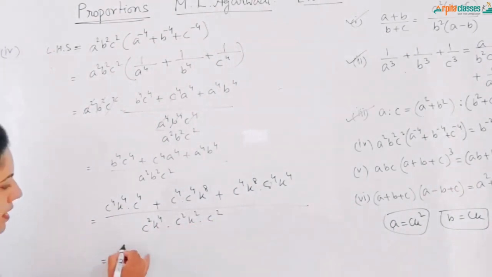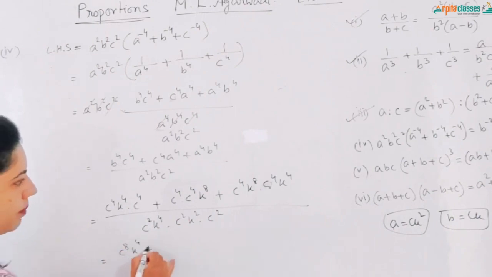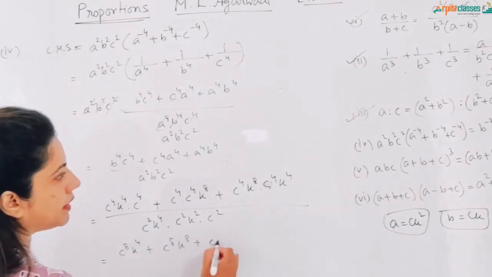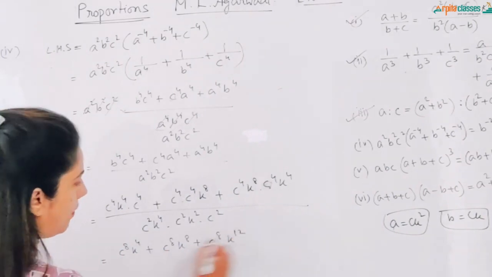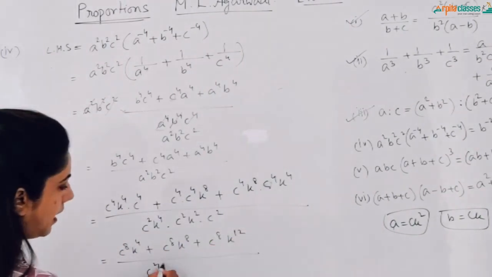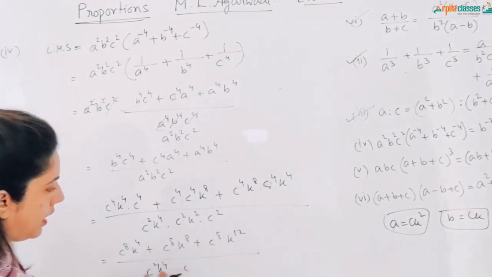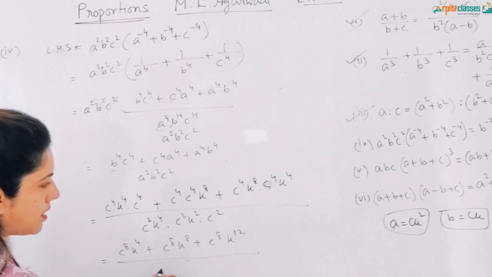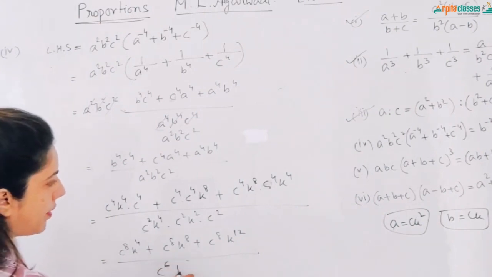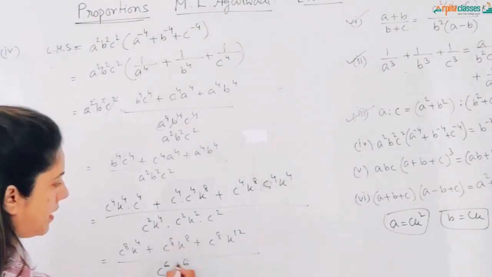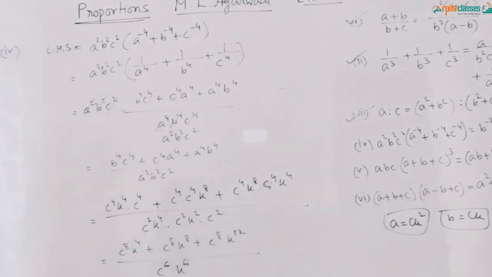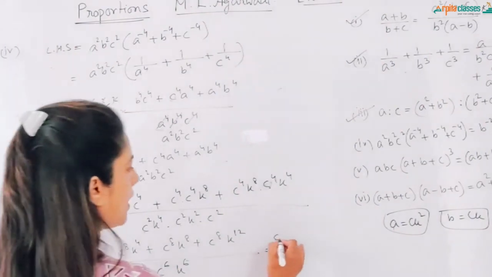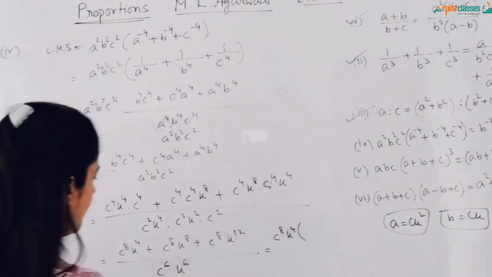So from here I am getting c^8 k^4 plus c^8 k^8 plus c^8 k^12 divided by c^2 k^4 plus c^2 times c^2 times c^2, that is c^6 k^6. Now let us see what we can take from the numerator. c^8 is common everywhere and k^4 is common, so we can take c^8 k^4 common.